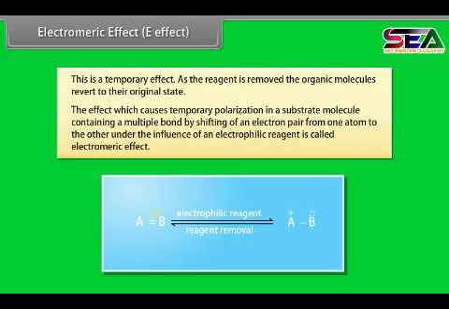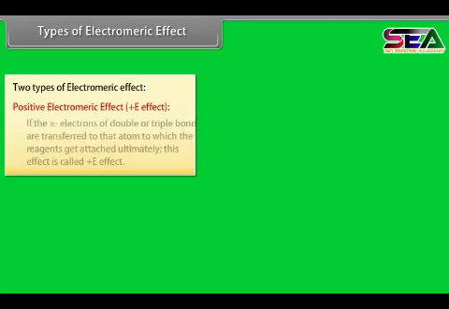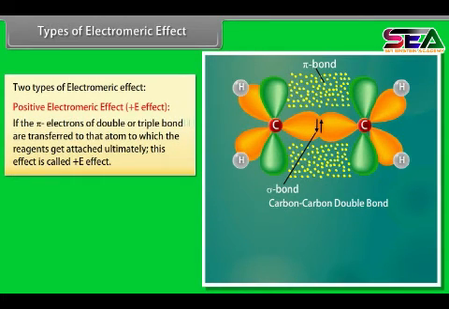The effect which causes temporary polarization in a substrate molecule containing a multiple bond by shifting of an electron pair from one atom to the other under the influence of an electrophilic reagent is called the electromeric effect. Types of electromeric effect. There are two types. Positive electromeric effect, positive E effect: if the pi electrons of the double or triple bond are transferred to that atom to which the reagent ultimately gets attached, this effect is called positive E effect.